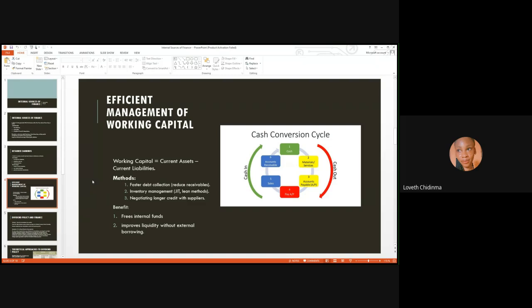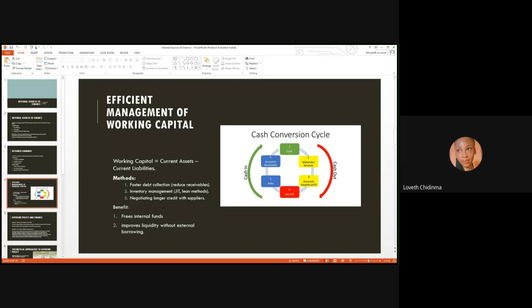The efficient management of working capital. These are some of the examples of internal sources of finance. I'll just touch on that now. With working capital, we all know that working capital is current assets less current liabilities. So we have faster debt collection to reduce receivables, inventory management, that's just in time and lean methods, and negotiating longer credit with suppliers.